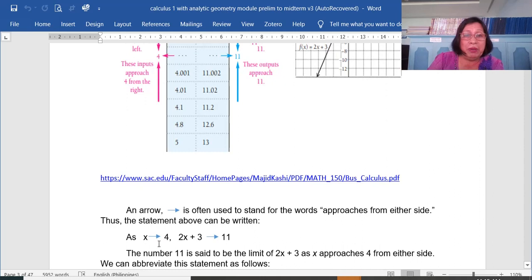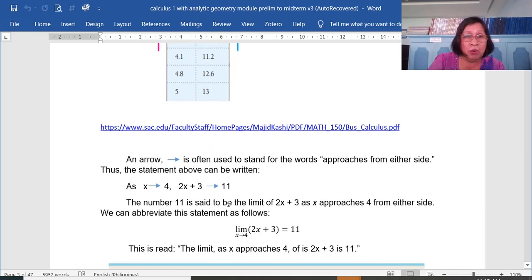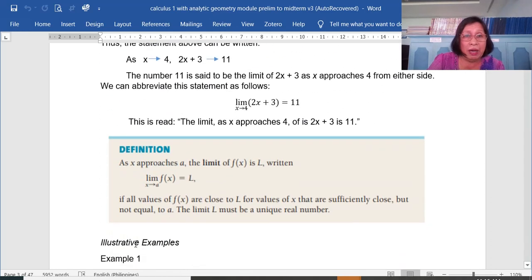So the number 11, if you are going to follow the computation, f of x, the value of x is 4, 2x plus 3, 2 times 4, that is 8, plus 3 is 11. And you are going to substitute everything that is found in all the domains, and we have the corresponding values of the range, that is the y values.